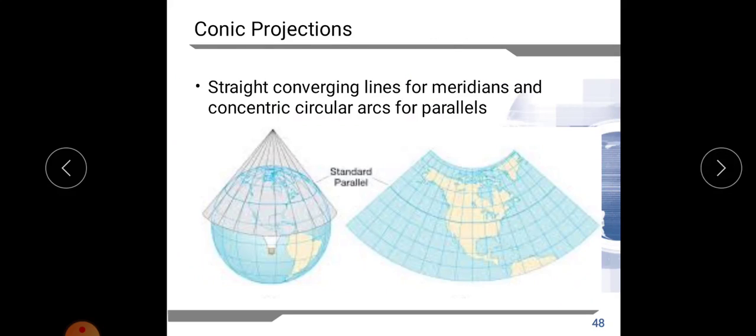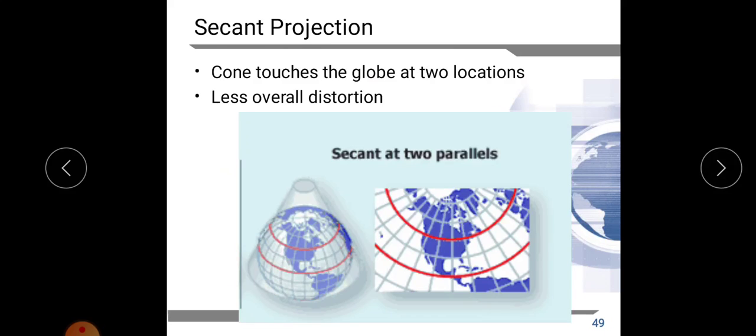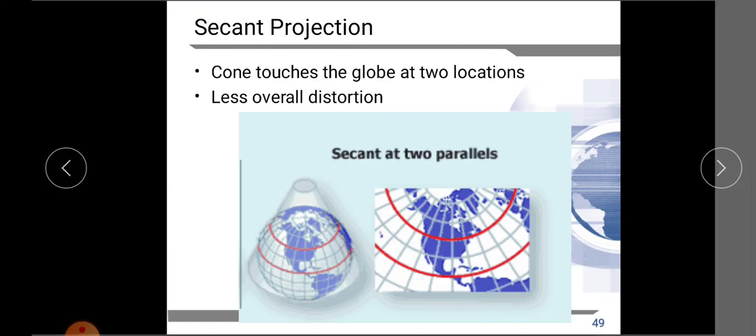Then conic projection means this is a type of conic projection. So here the meridians are straight lines which are converging, and parallels are concentric circular arcs. Okay, that is conic projection. And secant projection means the cone touches the globe at two locations. If the cone touches the globe at two locations like this, it is known as secant projection.